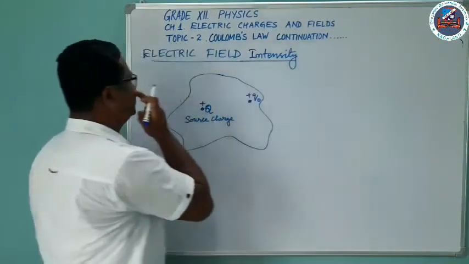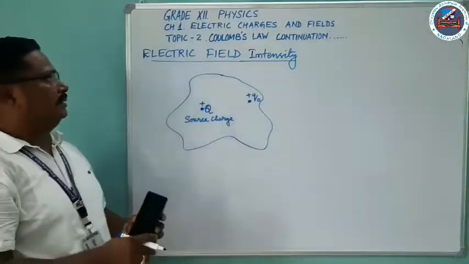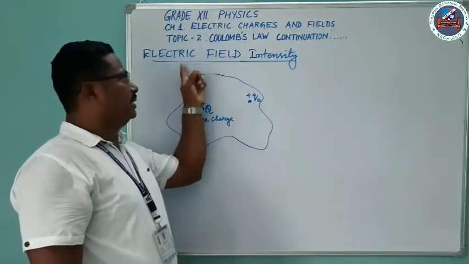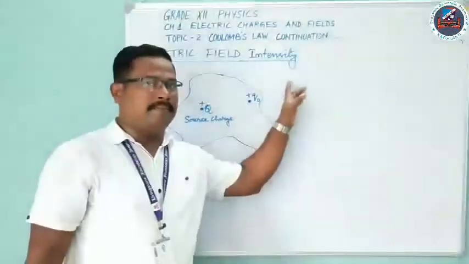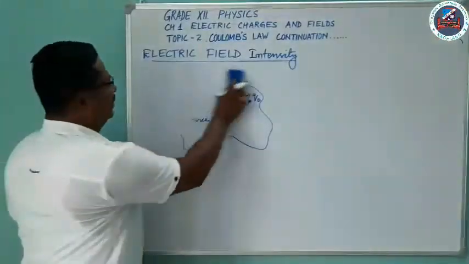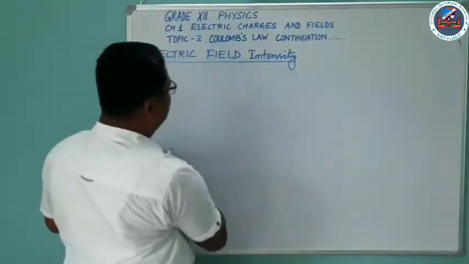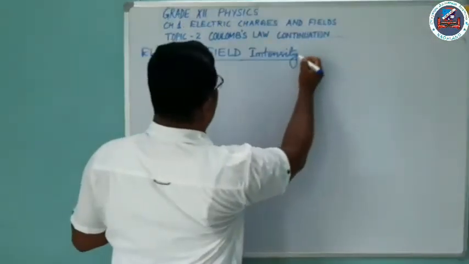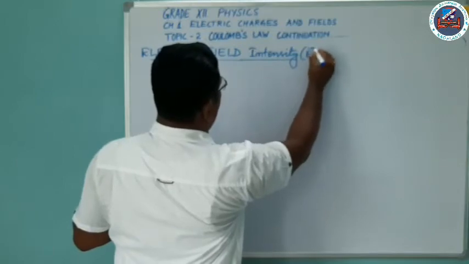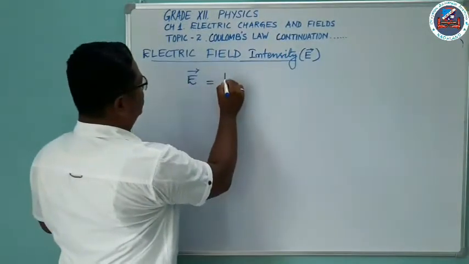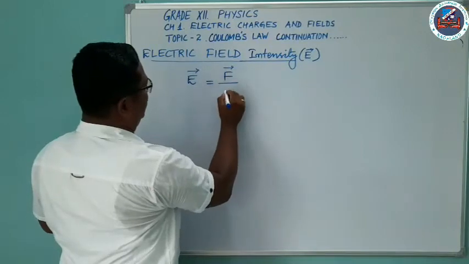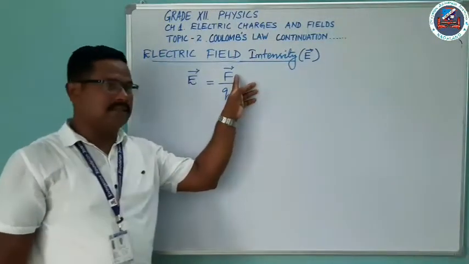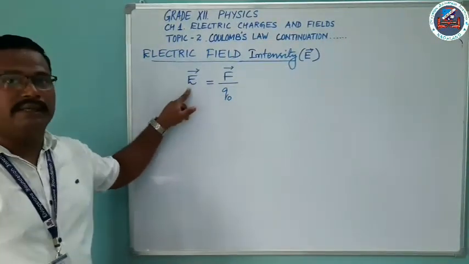Electric field, as it is a vector quantity, we can measure. The strength of electric field, we call it electric field intensity. Electric field intensity is defined as the force. We represent it with E with an arrowhead since it is a vector quantity. Electric field intensity is the force that a unit test charge experiences. How much force this unit test charge experiences, we call it electric field intensity.